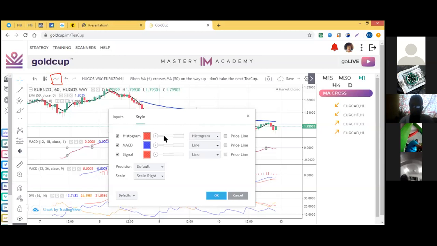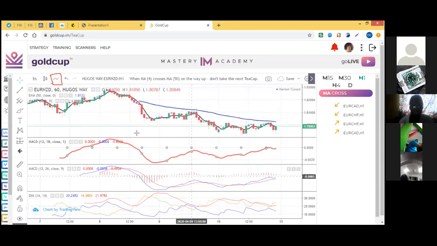I want to make it bolder, all right? So you can switch this thing front and back to make it bolder and thicker. So I'm switching my front. My signal line also is red. Uncheck your MACD, and then you click on OK.